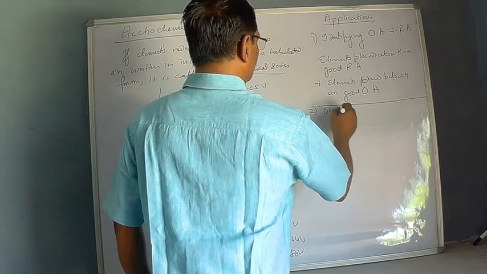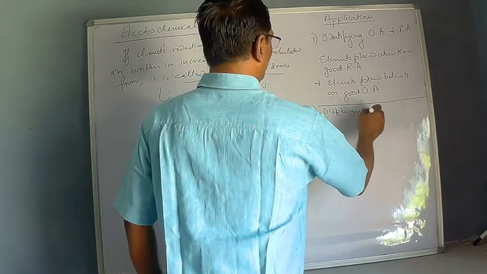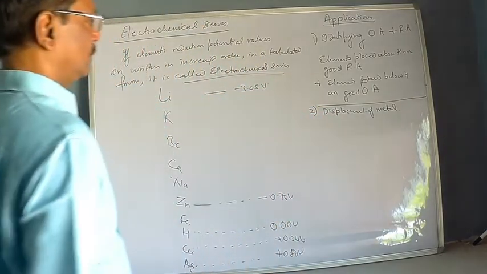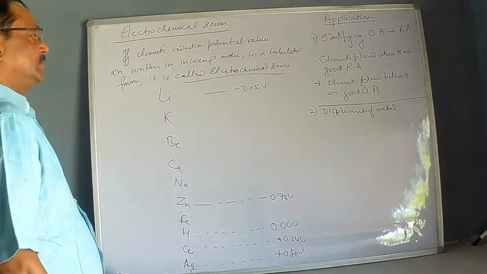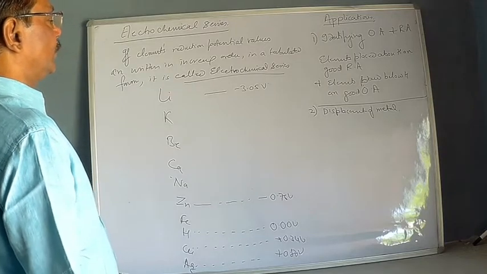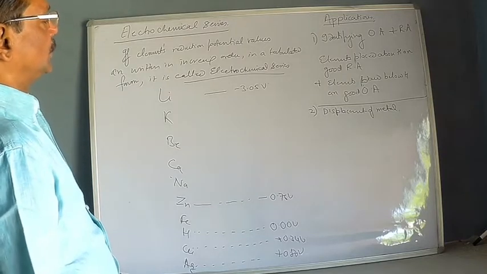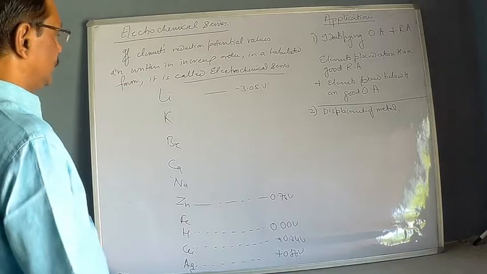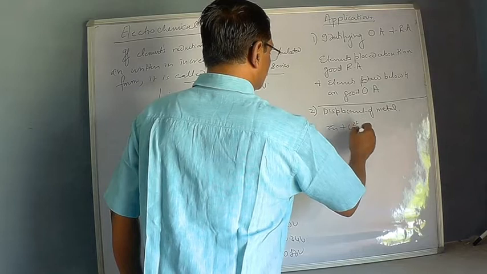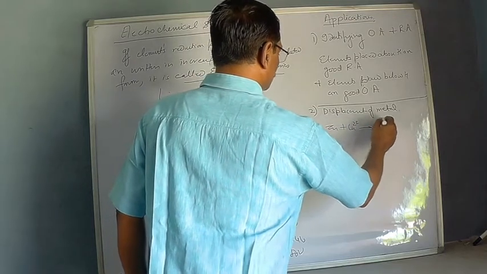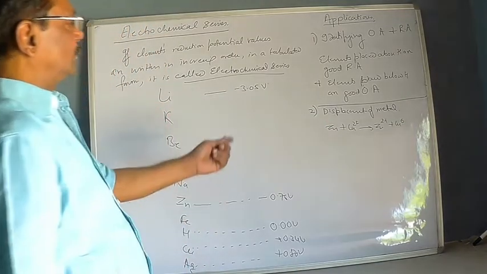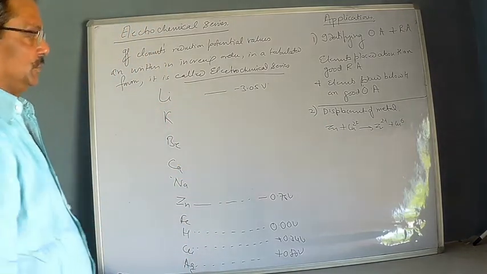Number 2 is displacement of metal. Class, in Daniell's cell reaction, what did we see? We saw that Zn was getting oxidized and copper was getting reduced. So the reaction can be written as Zn plus Cu2+ giving us Zn2+ plus Cu. So Zn was displacing copper from the copper sulfate solution.